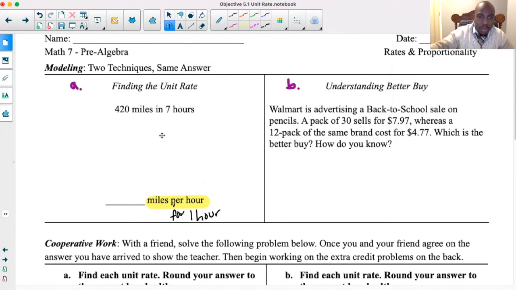When you see miles per hour, it really means miles divided by hours. That's what this means. And specifically here for every 1 hour. Now, there's a way of setting this up. You can set it up like this.